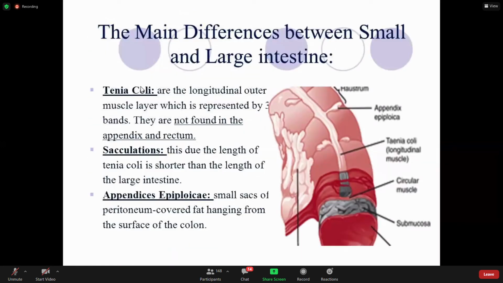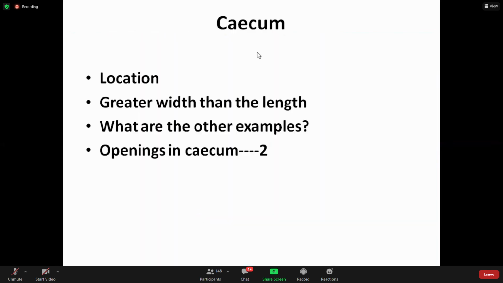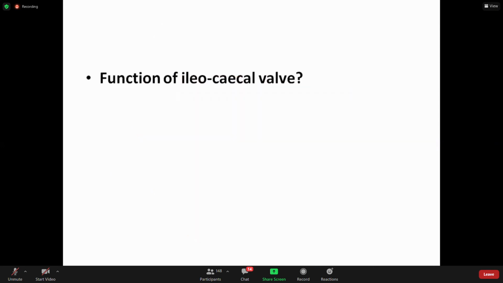This I already explained: what is Taenia coli, what is sacculation, what are the appendices. Here you can see in this picture. This is the ileocecal junction. This is the cecum. Here this is the appendix. So for the cecum, you should know the location. You should know what the ileocecal valve is. Although it has nothing to do with today's session, you should know all these things other than what I mentioned.